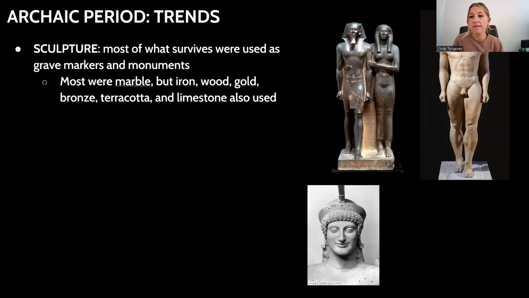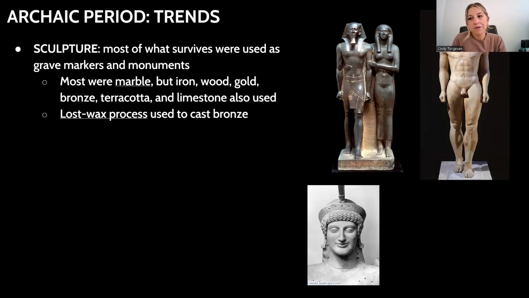Most of what we're seeing is marble. Marble is found quite often in ancient Greece. It just occurs naturally there. So that's going to be very characteristic of ancient Greek art, the vast use of marble, which we have not seen really at all in the last couple of weeks. We do see iron, wood, gold, bronze, terracotta, and limestone, but mostly we're going to be looking at marble.